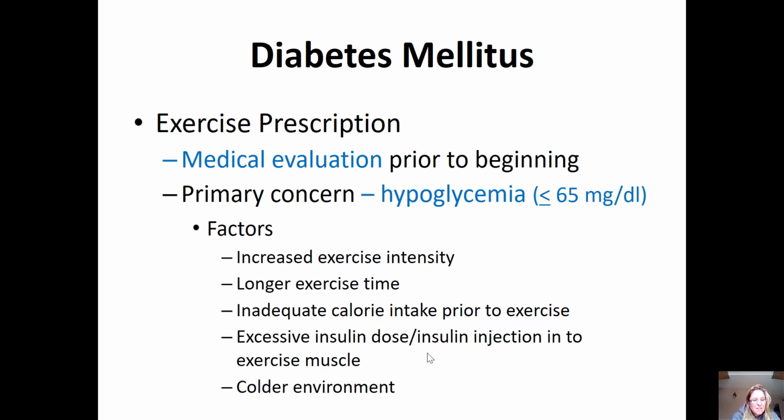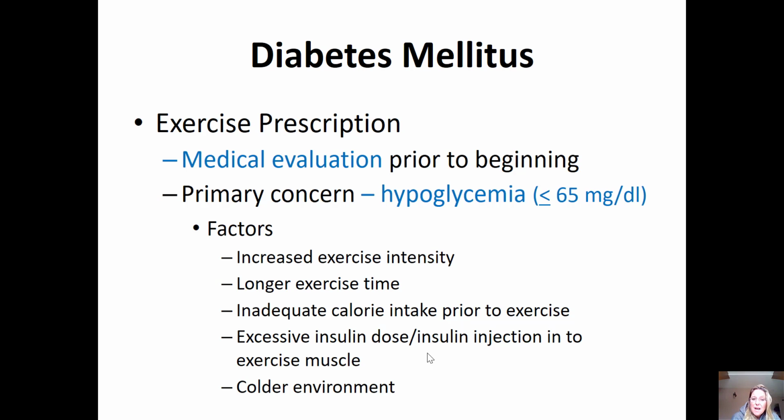So just note that if you have a type 1 or even a type 2 diabetic, they should not exercise if their glucose levels are below 100. Okay? If it's below 100, they need to eat a carbohydrate-rich snack to get their blood sugar levels back up. But just know type 1, type 2 diabetics should not exercise if it's below 100. Hypoglycemia is 65 or less milligrams per deciliter. Okay, but that's a big concern of people who are diabetic and who want to exercise.